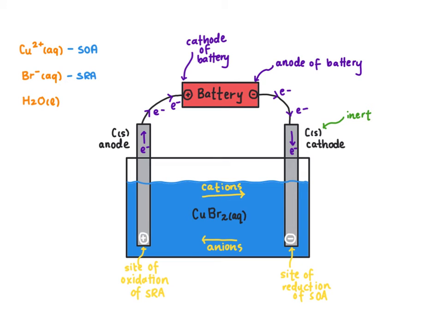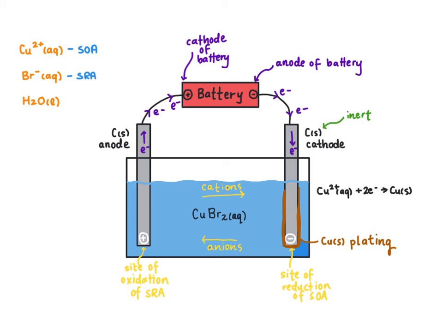So at our cathode, our strongest oxidizing agent, which is copper 2+, will be reduced to copper solid. In terms of observations that we will see in our cell, we're going to see plating of copper, so kind of an orangey brown metal, on our cathode. This reaction also reduces the concentration of copper 2+ ions in our solution, and copper 2+ ions are blue in color. So as this reaction proceeds, we'll see the color of our solution start to lighten.